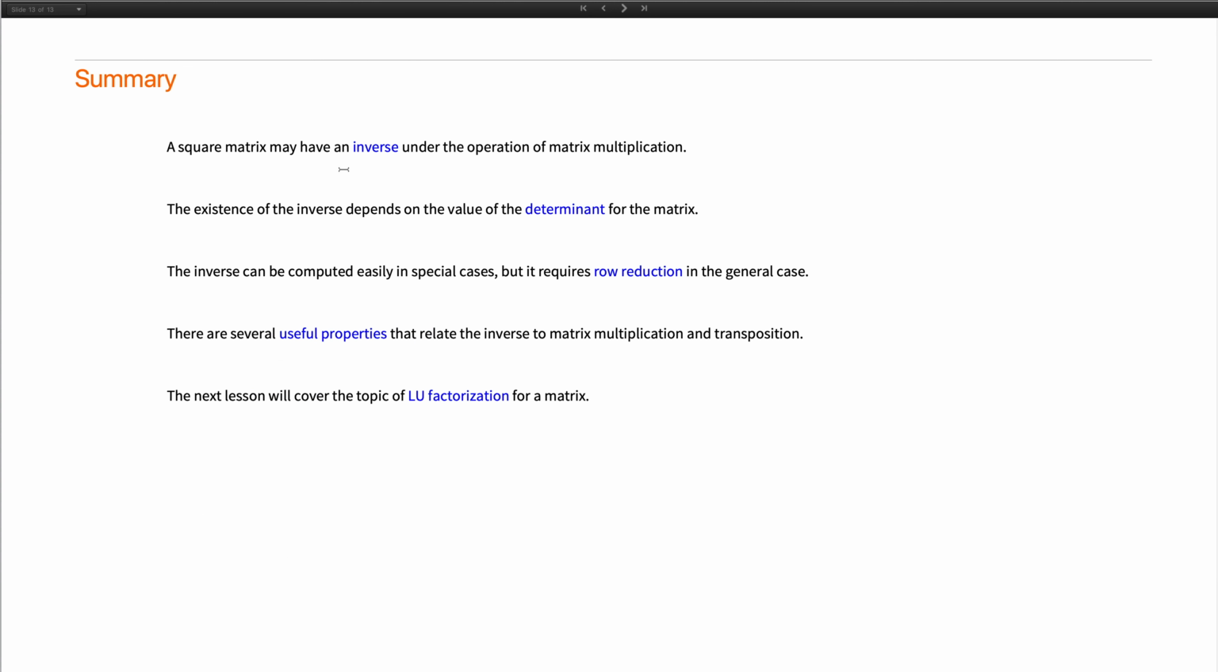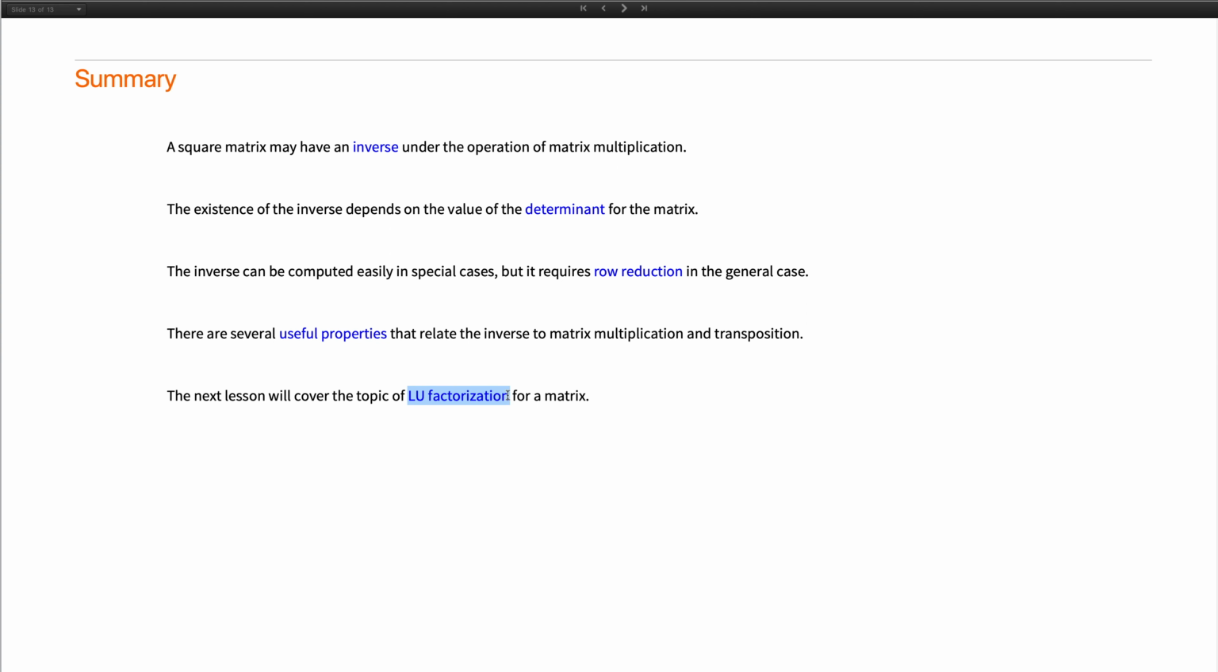Okay, so that's the end of this lesson, and the main point is that a square matrix may have an inverse under the operation of matrix multiplication, and whether that exists or not depends upon the determinant for the matrix. Now, you can find the inverse quite easily in special cases, but in general you require row reduction. And of course, there are several useful properties that relate the inverse to multiplication and transposition, which we saw in an example early on.